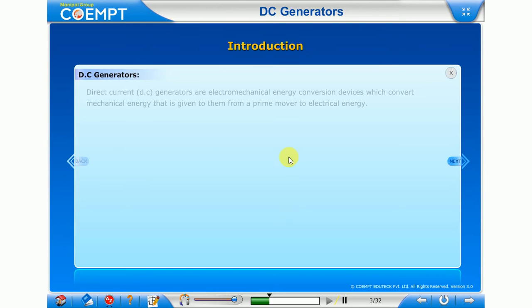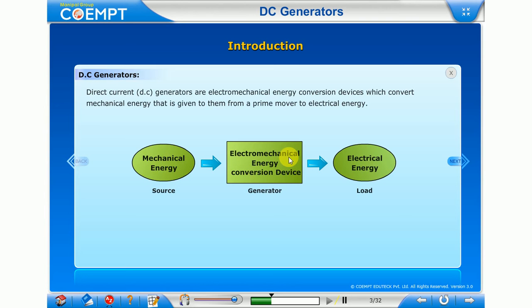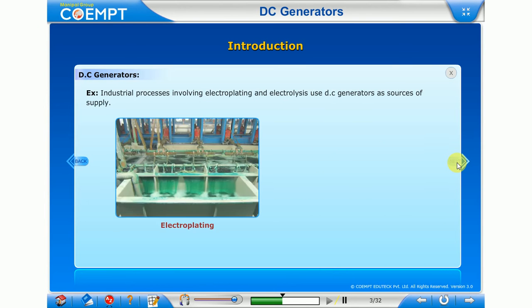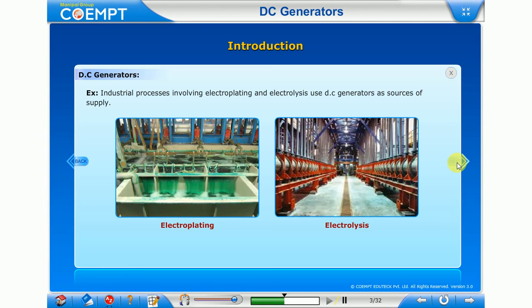DC generators. DC generators are electromechanical energy conversion devices which convert mechanical energy that is given to them from a prime mover to electrical energy. For example, industrial processes involving electroplating and electrolysis use DC generators as sources of supply.